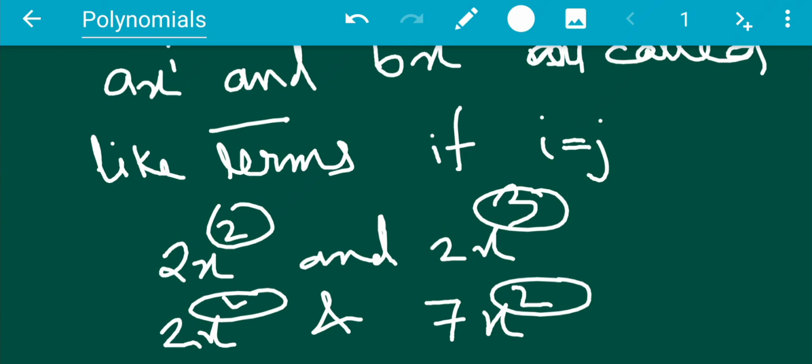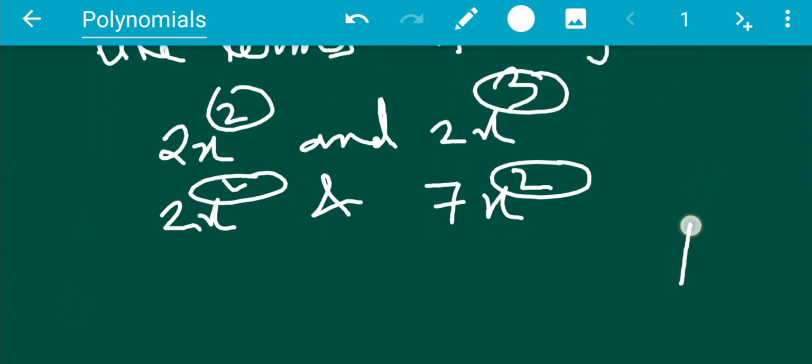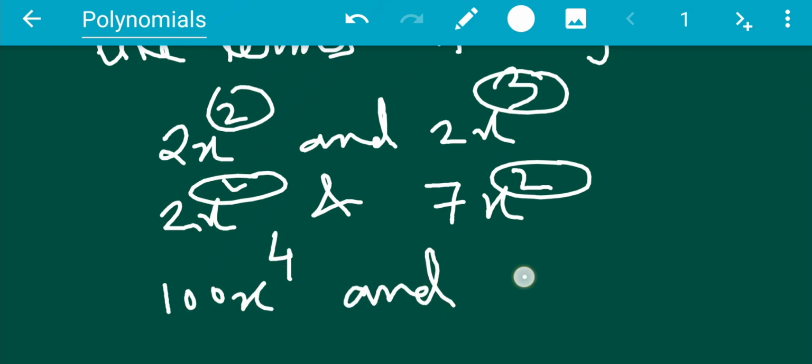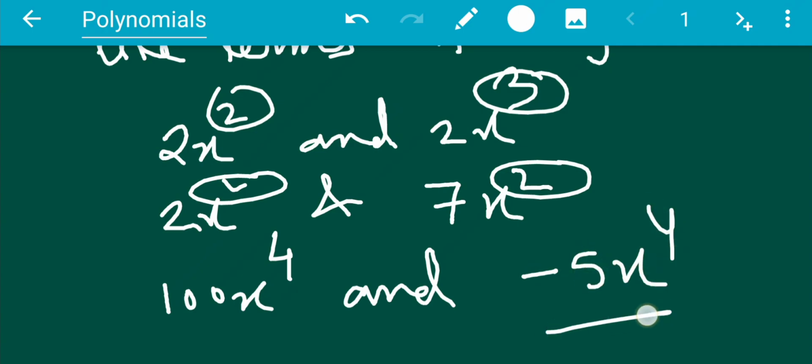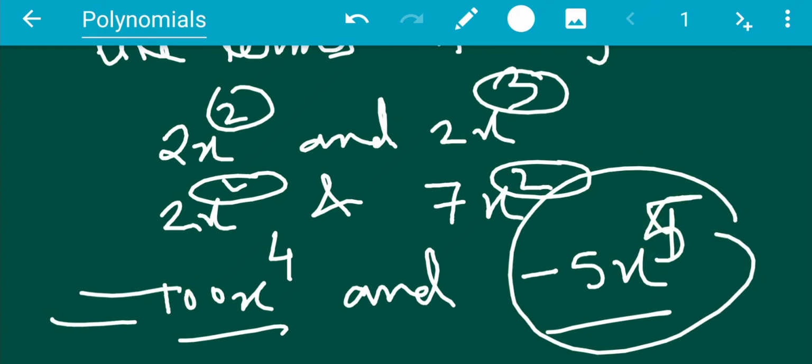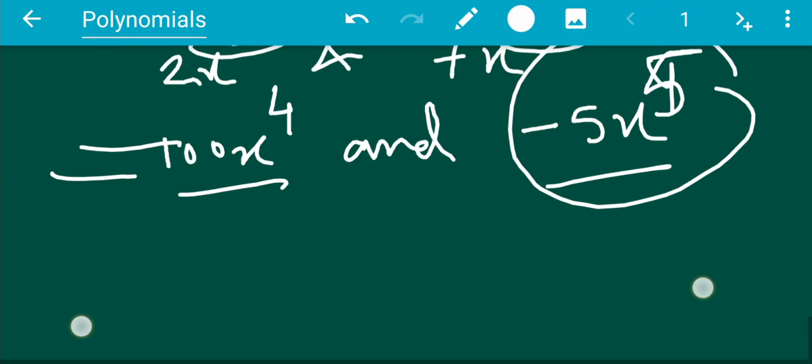So this is called a like term. I hope you understood. One more example, suppose 100 x to the power 4 and minus 5 x to the power 4, both are like terms, so you can add or subtract them. One thing is that if you have like terms, you can add or subtract them, but if you don't have like terms, you cannot add or subtract them. But if I write here 5, then this is not a like term. So like terms are over.